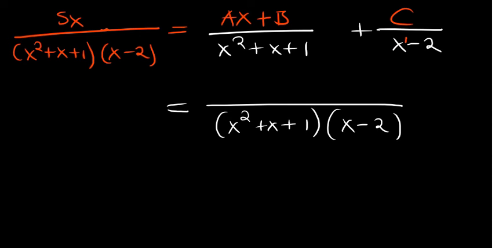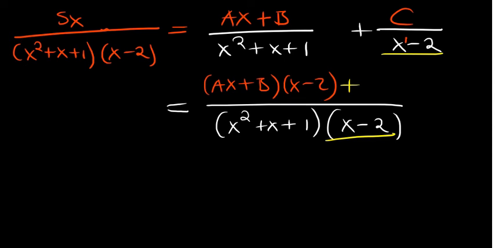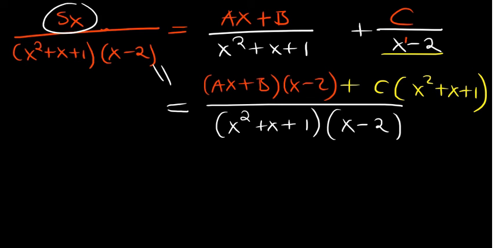So it's going to give us that. So we're going to have ax plus b multiplying by x minus 2, and then for the other part, this into that, we're going to remain with a c multiplied by x squared plus x plus 1. Okay, at this point now we can expand. Since we know the denominators are the same, we can equate the numerator 5x being equal to this part.